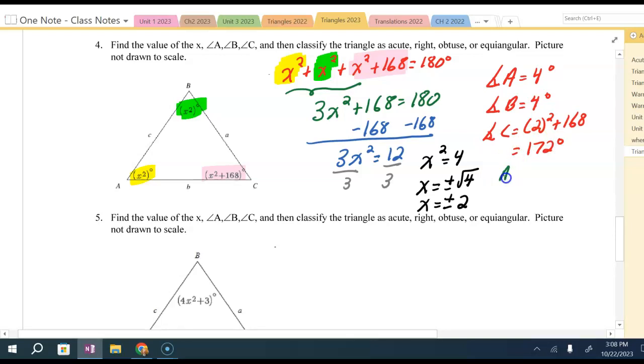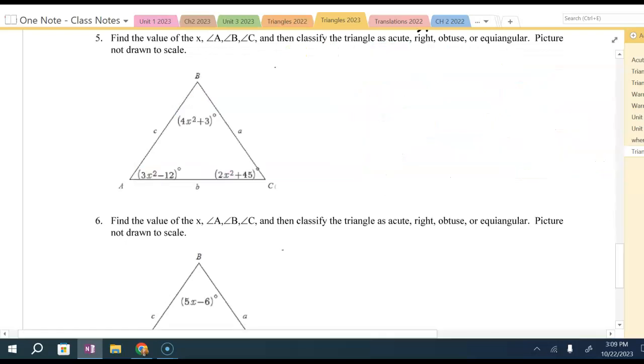Therefore, this is an obtuse triangle, since one angle is bigger than 90. If we look at problem number 5, we're going to apply the same concept. All the angles in a triangle add up to 180. So 3x squared minus 12 plus 4x squared plus 3 plus 2x squared plus 45 is 180.